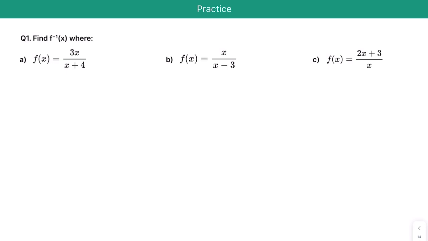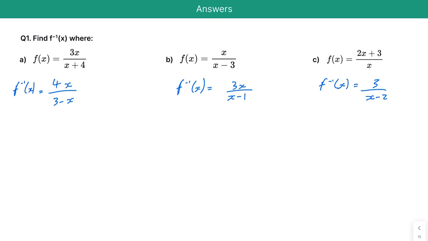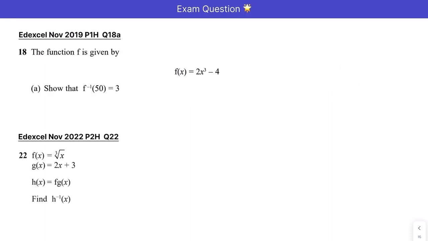So here's some practice questions for you to have a go at. Press pause and have a go. Here are the answers. Mark your work. And now we're going to finish off by looking at 2 real exam questions. Now feel free to press pause and have a go at these 2 yourself before I go through them.